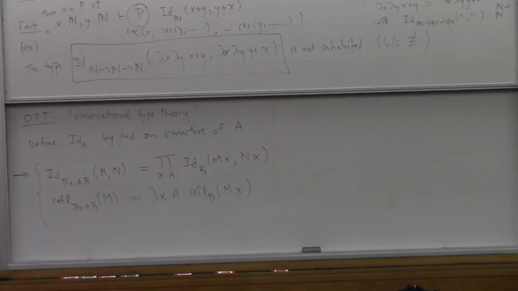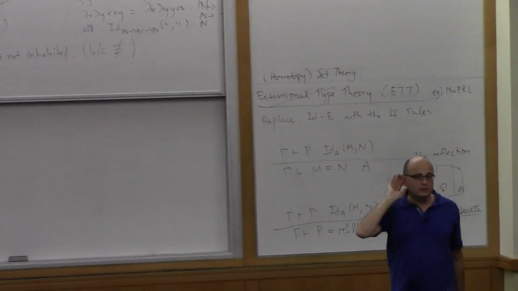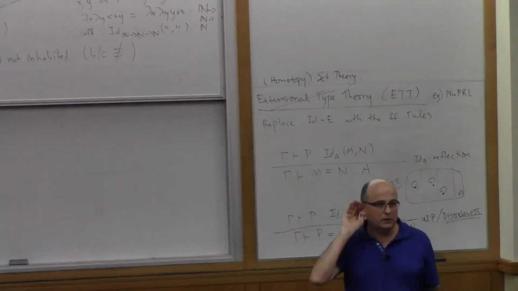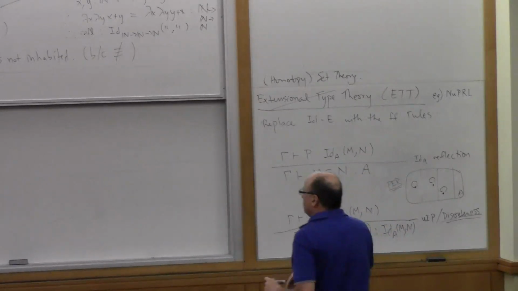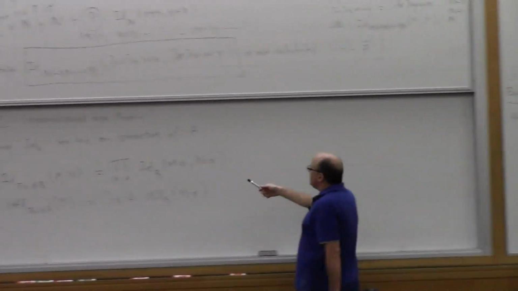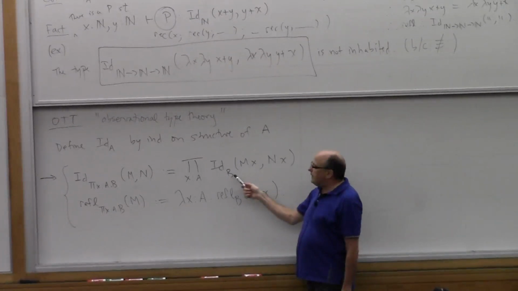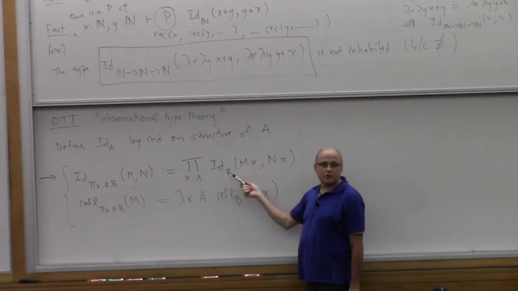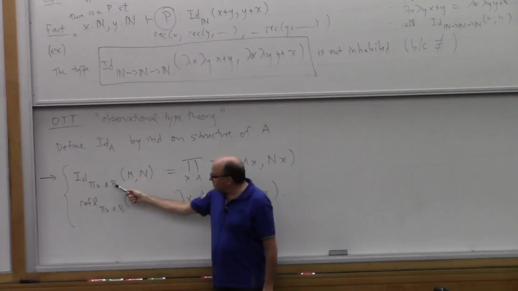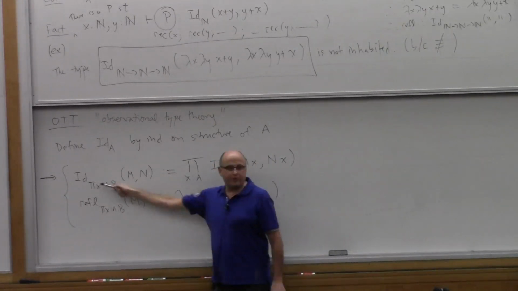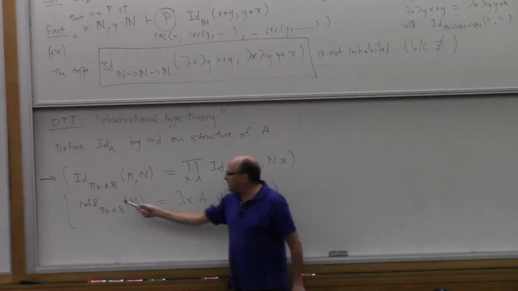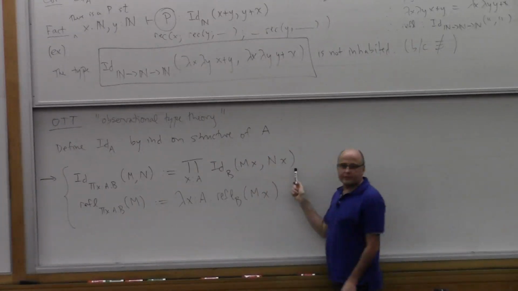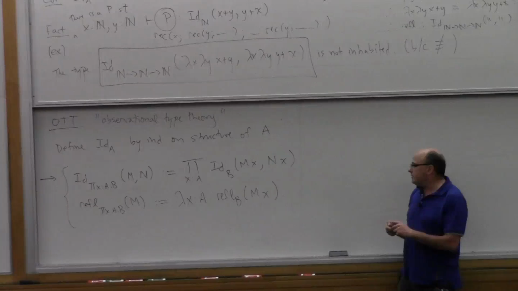Yes? What exactly do you mean by Π over x in A, ID B? Well, see, I'm defining ID, a family of types, by induction on the structure of the type. So this is a constituent type of Π x in A, B. So I can assume ID B is already defined, and then I extend it to Π x in A, B in this manner. And with Σ, you do something similar.